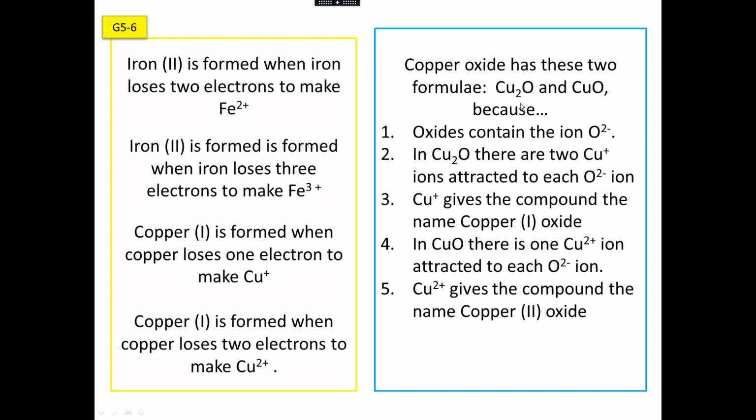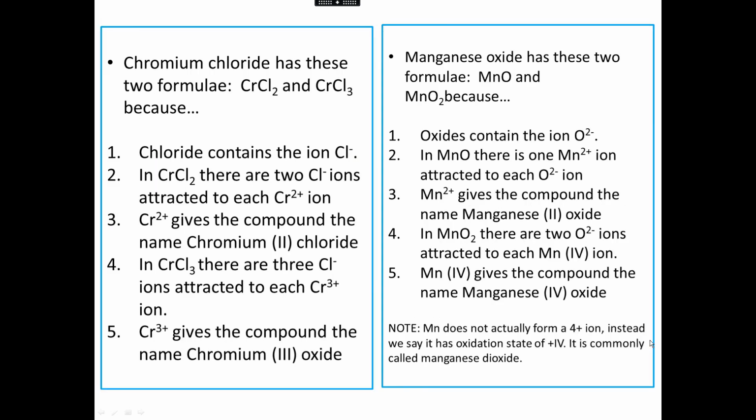Okay, then combining in the idea of chemical formula. Copper oxide has these two formulae because oxide contains O2-. In Cu2O, there are 2 copper 1+ ions attracting, and because it's copper 1+ ion, it's called copper(I) oxide. In CuO, the O2- only attracts one copper 2+ ion. Because it's copper 2+, we give it the name copper(II) oxide.